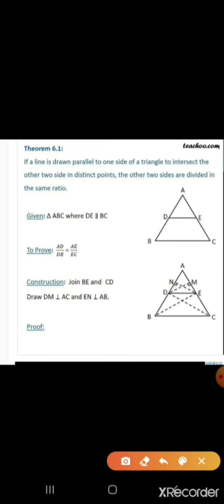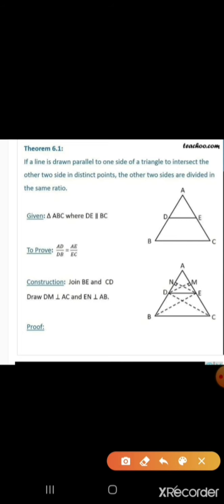Theorem 6.1, that is BPT. We are going to prove that theorem. So first step, the statement: if a line is drawn parallel to one side of a triangle to intersect the other two sides in distinct points, then the other two sides are divided in the same ratio. This is the statement of the theorem.